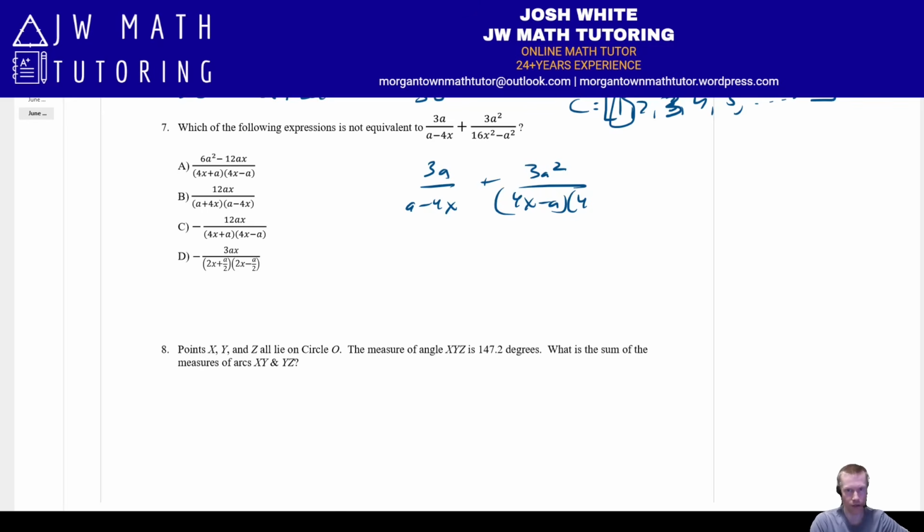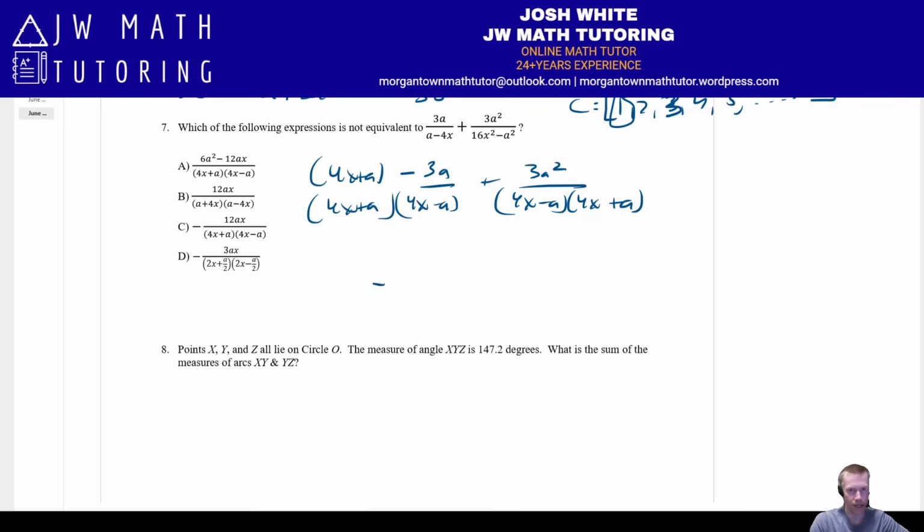the second one has a difference of squares in its denominator. It's 4x plus a, 4x minus a. You switch that. Basically, you introduce a negative here, or you take a negative out, however you want to look at it. And the denominator in the first one becomes 4x minus a. Then you multiply by 4x plus a.